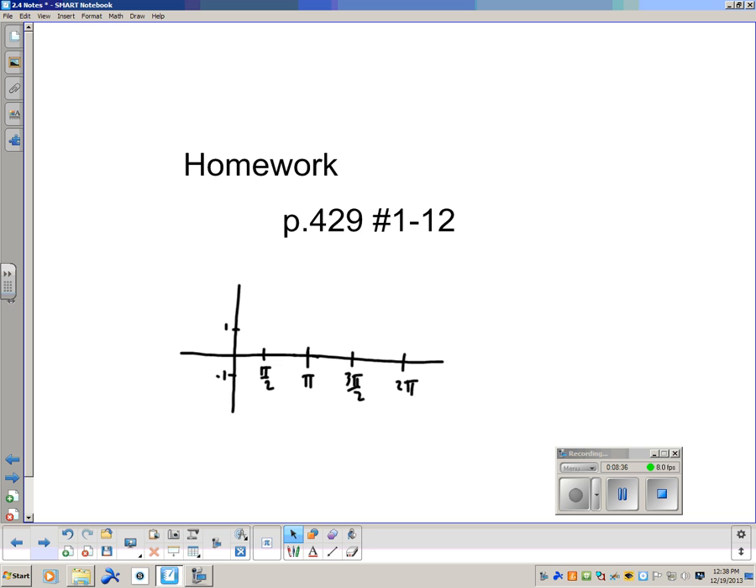Sometimes people use colored pencils or colored pens to be able to do this as well, so they can distinguish one from the other. That works as well. So have at it.